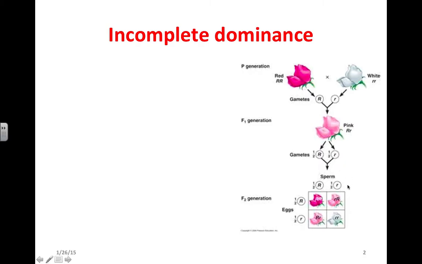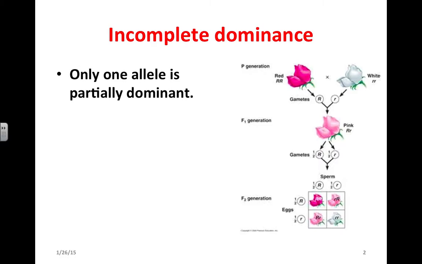Then when you cross the F1s, the big R, little r, with a big R, little r, you end up with big R big R, big R little r, big R little r, and little r little r. If you have two big R's, remember big R still stands for red, you're going to be red. If you have two little r's, and little r stands for white, the recessive condition, you're going to be white. But in this case, if you are hybrid or heterozygous, you're going to be pink. That's incomplete dominance. So let's write down that in incomplete dominance, only one allele is partially dominant.